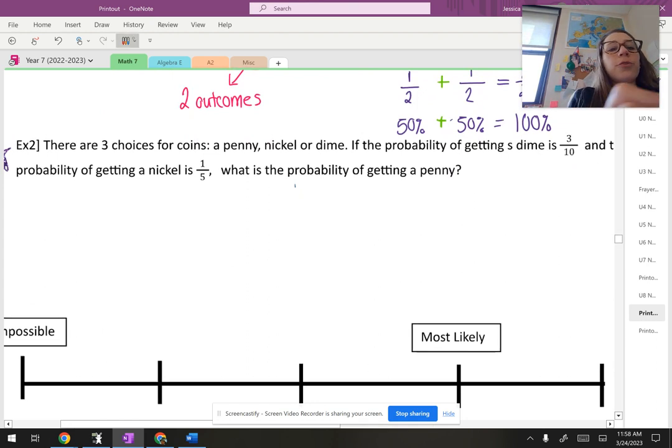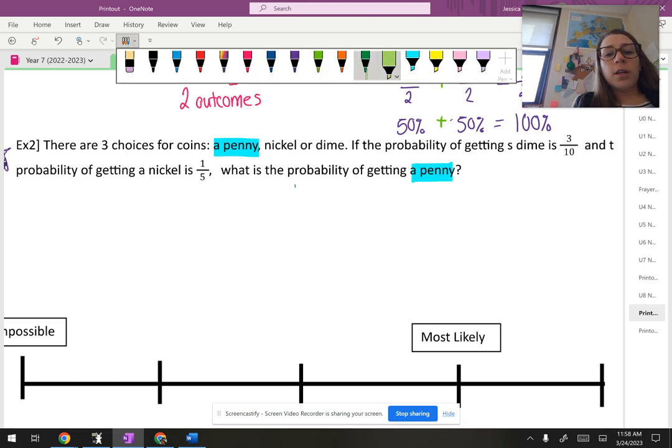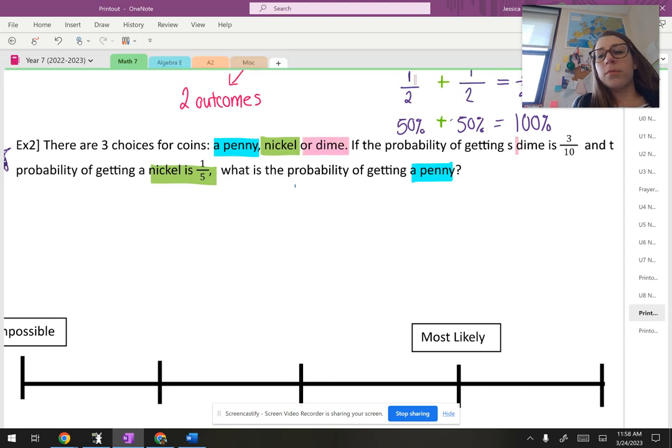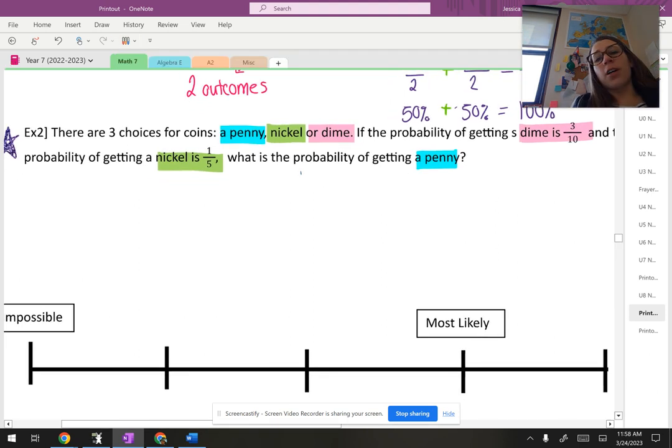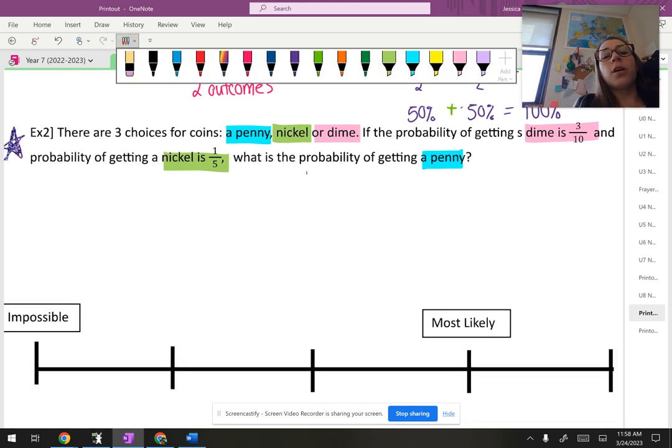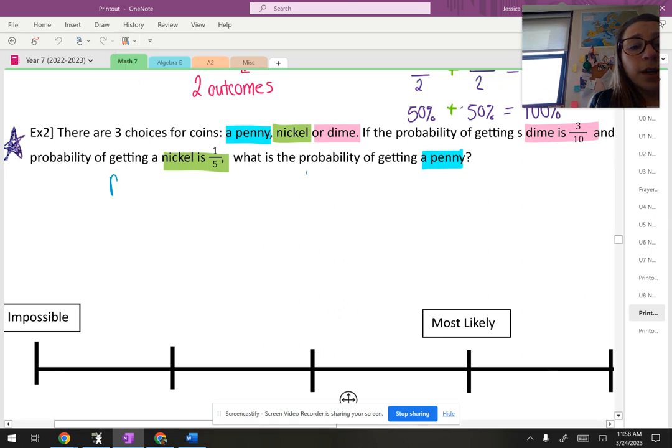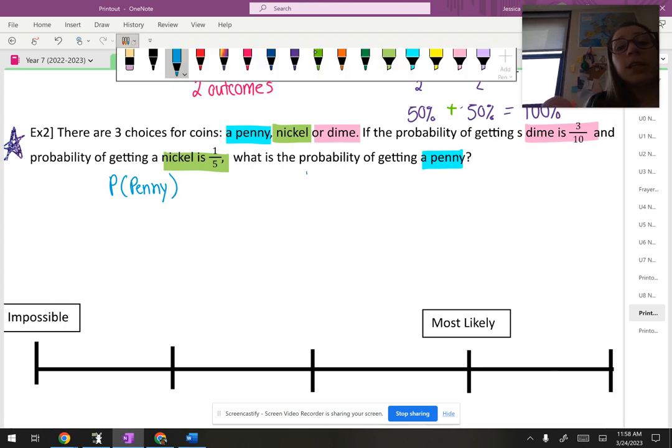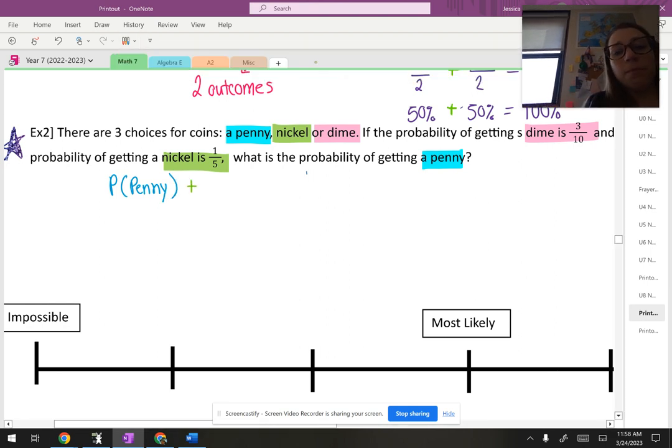Okay, so we have 3 choices for coins. So we're picking out of a bag, and we're picking either pennies, nickels, or dimes. And again, I just like to color code my highlighting because it makes life so much easier. So if we're picking out of a bag and the bag has pennies, nickels, and dimes in it, the probability of me picking a penny or a nickel or a dime is going to be 100%. Because if I pick something out of the bag that has only pennies, nickels, and dimes in it, I'm definitely going to get a penny, a nickel, or a dime.